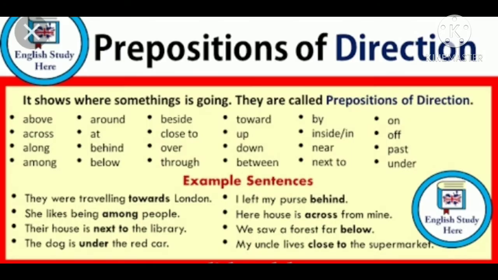Let's understand the preposition of direction. It shows where something is going. Examples, as you can read, the sentence examples are: They were traveling towards London. She likes being among people. Their house is next to the library. The dog is under the red car. I left my purse behind. Her house is across from mine. We saw a forest far below. My uncle lives close to the supermarket. So here these are the examples.